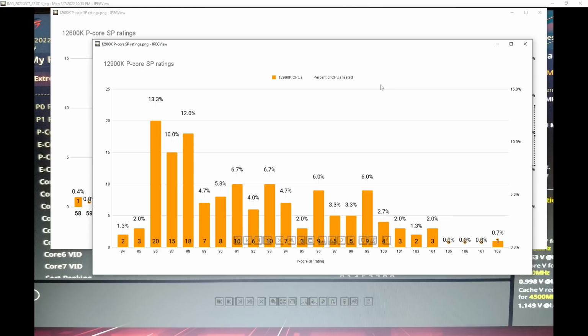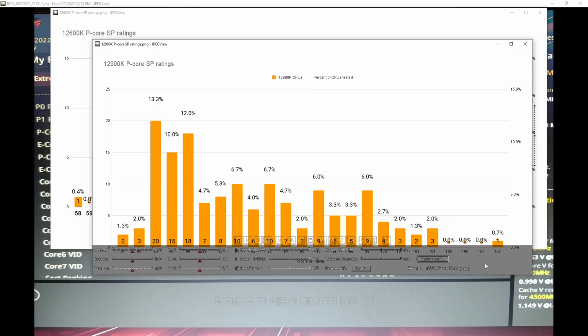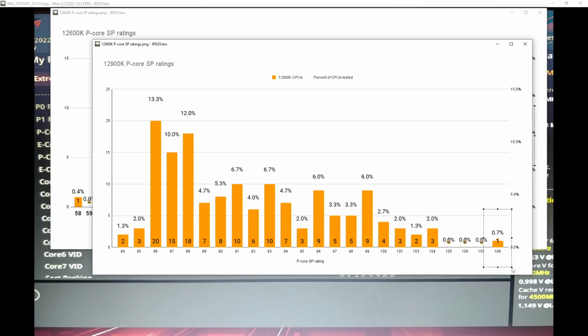It's not really all that interesting, because unfortunately, I don't know what kind of frequencies a 108 SP rating gets you. I would imagine that a 108 SP rating with a really, really good water cooling system probably hits somewhere between 5.25 and 5.3 gigahertz in Prime95 small FFTs with AVX2. That is what I would suspect such a really high SP rating 12900K would do if you have enough cooling. For comparison, that's about 150 megahertz more than what mine does in that same workload.